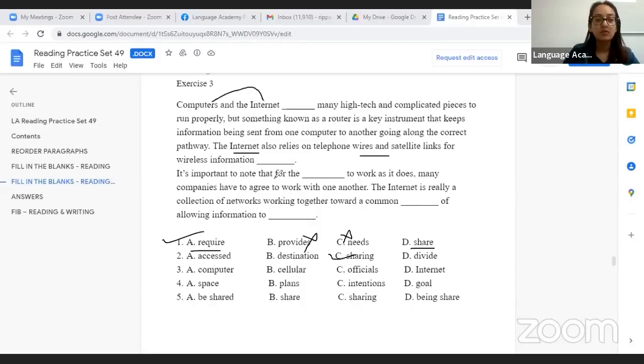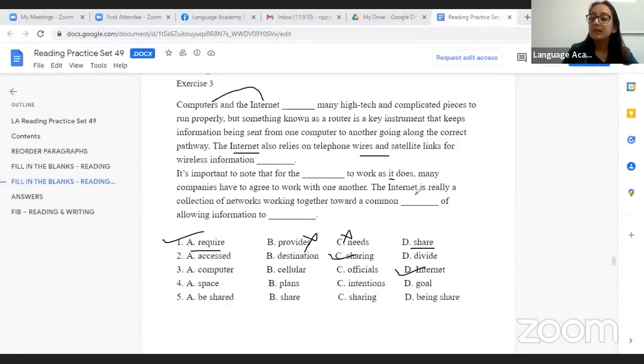It's important to note that for the dash to work as it does, many companies have to agree to work with one another. So for what to work? Some of you have selected for the computer. So for our computer to work, many companies have to agree with one another. No, a computer can run independently. We don't need companies to come together for a computer to work. But for the internet to work, many companies have to come together.